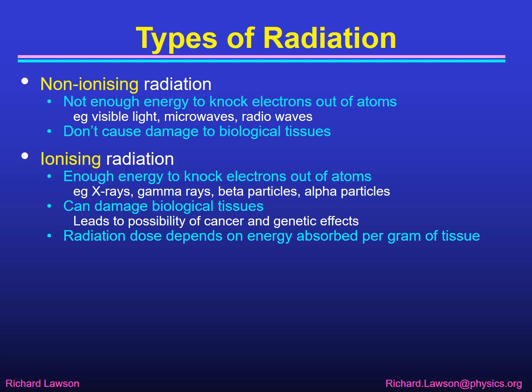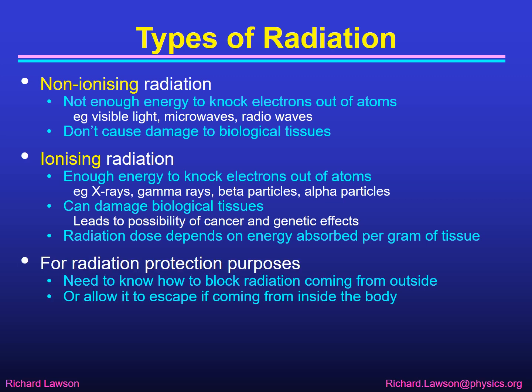On the other hand, ionizing radiations are those that do have enough energy to knock electrons out of atoms, causing them to be ionized. And the X-rays, gamma rays, beta particles and alpha particles that are products of radioactivity are ionizing radiation. They can therefore damage biological tissues, which leads to possibilities of causing cancer and genetic effects. And we need to realize that the radiation dose that these ionizing radiations deliver depends on how much energy is absorbed in tissues for each gram.